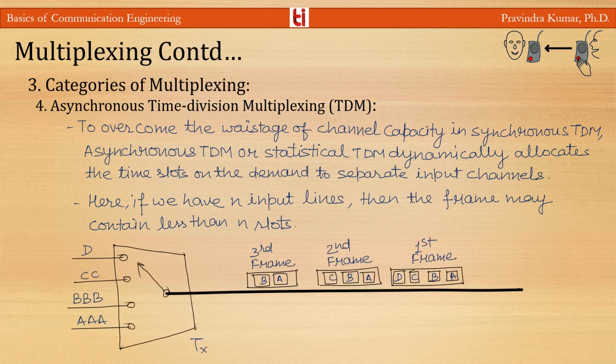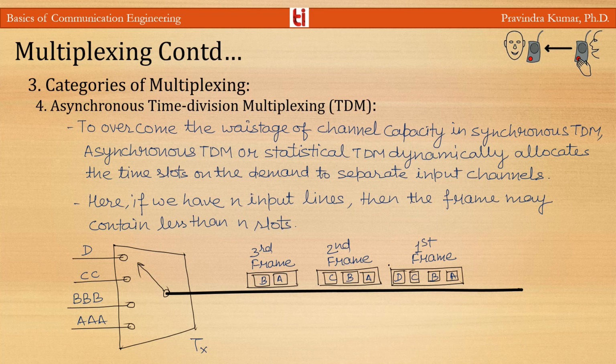Asynchronous TDM, or statistical TDM, is used to overcome this. It dynamically allocates the time slots on demand to separate input channels, saving the channel capacity. Here the time slots are flexible and the total capacity of the input links can be greater than the link capacity of the channel. In synchronous TDM, if there are n input lines, there must be n slots. But in asynchronous TDM, if we have n input lines, the frame may contain fewer than n slots.